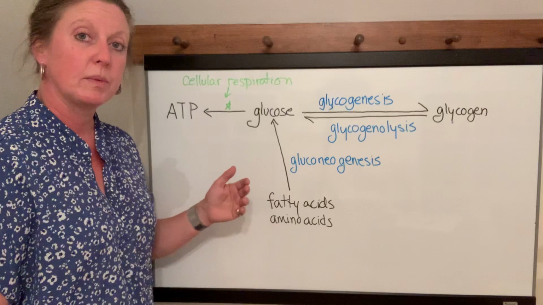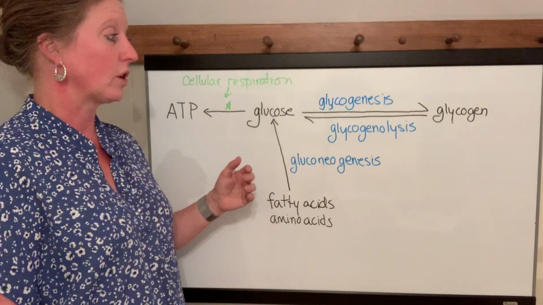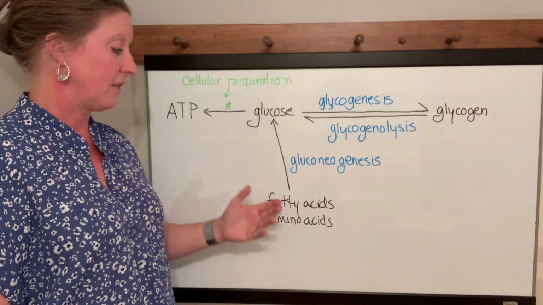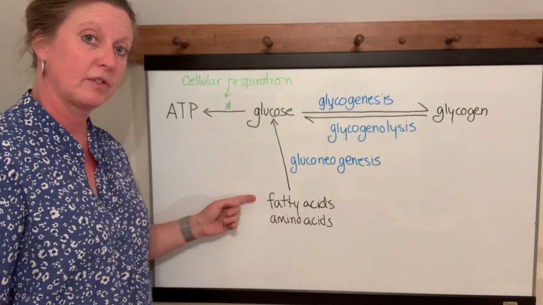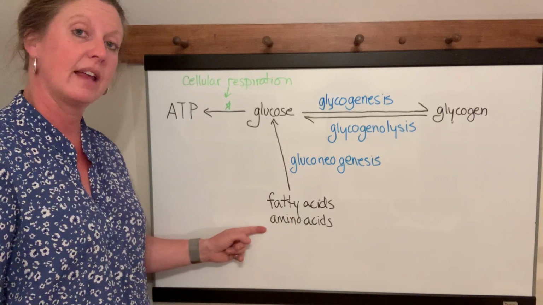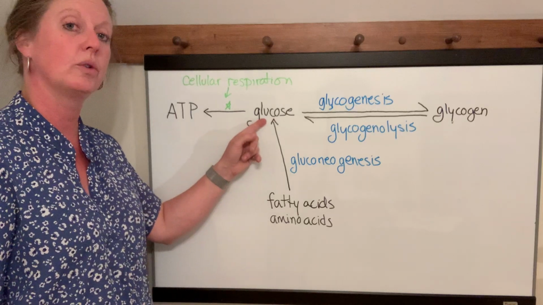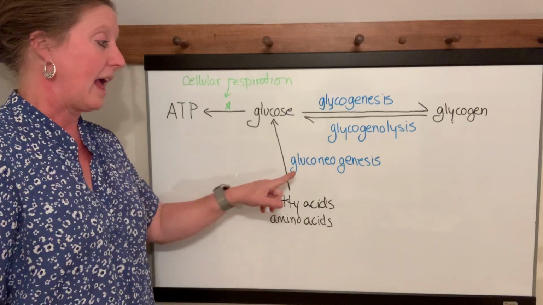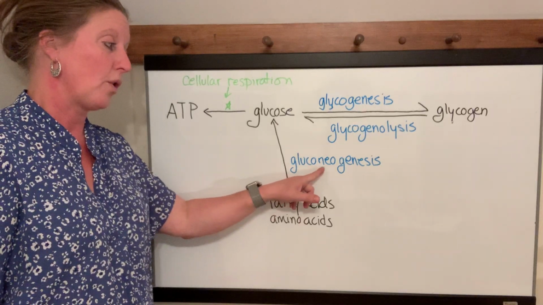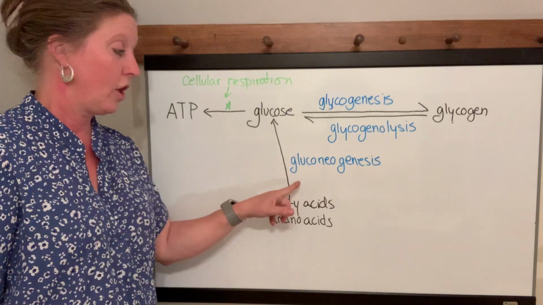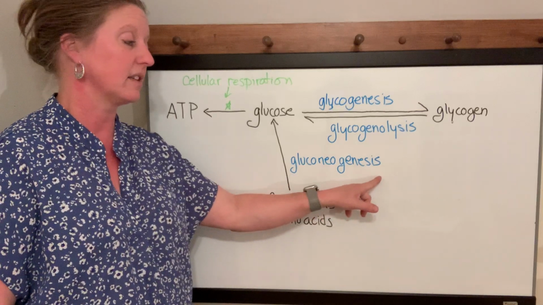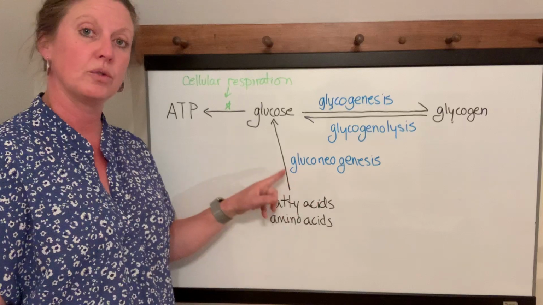Finally, there are times when we don't have glycogen or glucose available, like periods of starvation. And in that case, our bodies are capable of converting things like fatty acids and amino acids into glucose so that that can be converted to ATP. And this process is known as gluconeogenesis. Gluco for glucose, neo for new, and genesis to create. So to create new glucose.